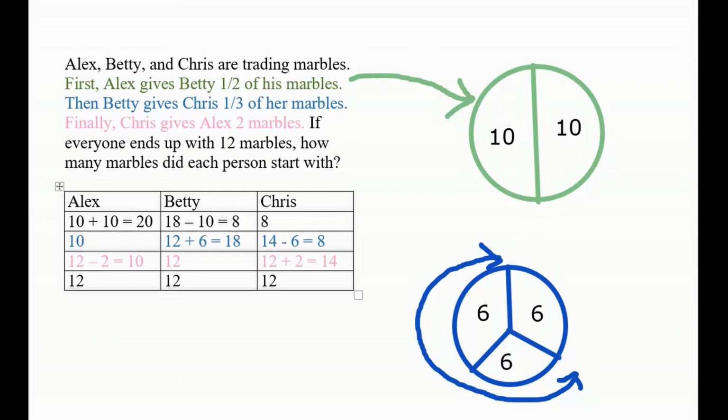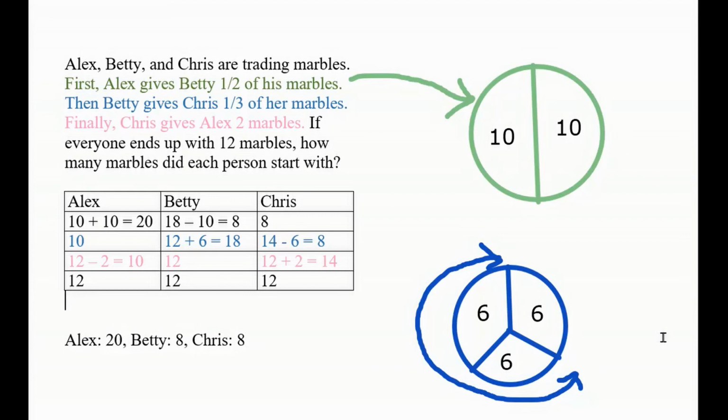So my answers are as follows. Alex, basically the very second line of my table, Alex originally had 20 marbles. Betty originally had 8 marbles. And Chris originally had 8 marbles. So that's the solution. And it is a hard problem. And you really want to genuinely understand what is going on. What's hard about this problem is that we're working backwards and we are dealing with fractions.